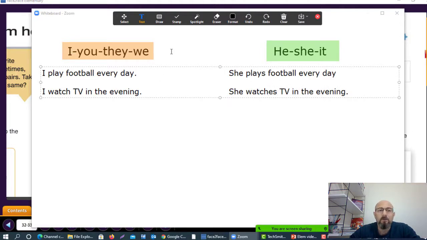After I, you, they, we don't add anything to the verb. I play, I go, I come, I eat, you come, you wake up, you watch. Okay, so we don't add anything after I, you, they, we to the verb. Here, after he, she, it, we add s or es or ies. Now we will explain. Okay, but now we know this. So here, this is the positive.